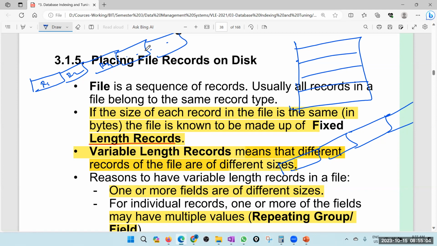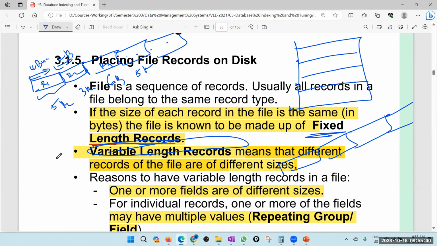And there are two possibilities. One possibility is each record has a fixed length. If it is 10 byte, each record has 10 byte. So that is called fixed length record. The second option is we can go for variable length record. In that case, maybe this is 5 byte and this is 3 byte. And maybe this is 6 byte and again 5 byte and so on. So those are called variable length records.